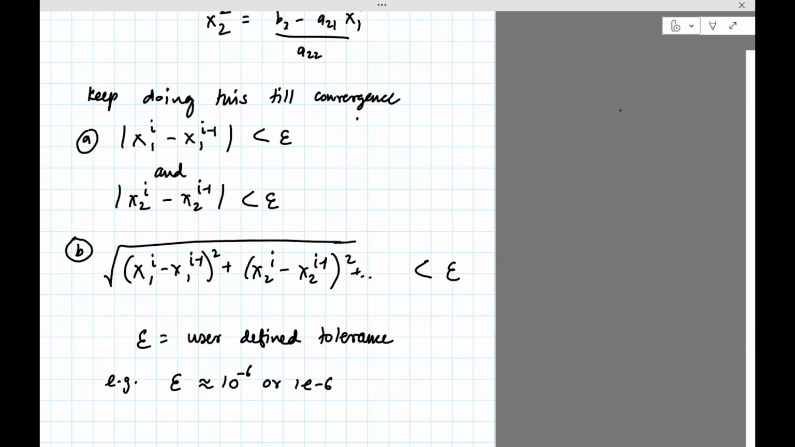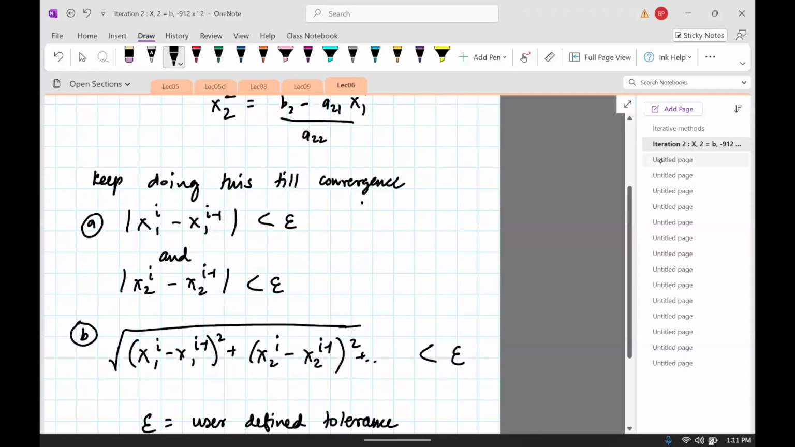Okay, so let's take this approach with the same set of equations we discussed earlier, because we know the solution to that. So here is the problem.